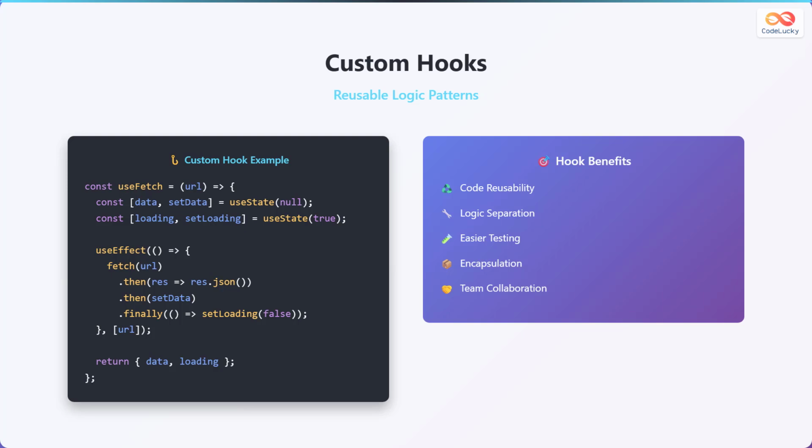First, code reusability, which means write logic once and use it in multiple components. Second, logic separation, which means keep components focused on rendering. Third, easier testing, which means isolate logic for easier unit tests. Fourth, encapsulation, which means hide complex implementation details. Fifth, team collaboration, which means share and reuse hooks across the team.